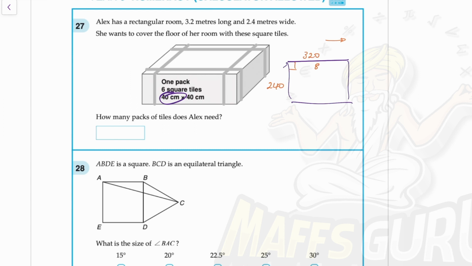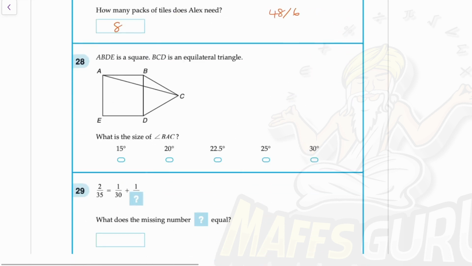So she's going to get 8 tiles horizontally. And therefore now do 240 divided by 40. We're going to end up with 6 tiles vertically. So that's now going to tell me how many tiles she needs in total. So 8 times 6 gives me 48 tiles. All right, so to cover her floor, she's going to require 48 tiles. How many packs does she need? Well, it says here that there are 6 in each pack. So if I now do 48 divided by 6, it gives me the great value of 8.